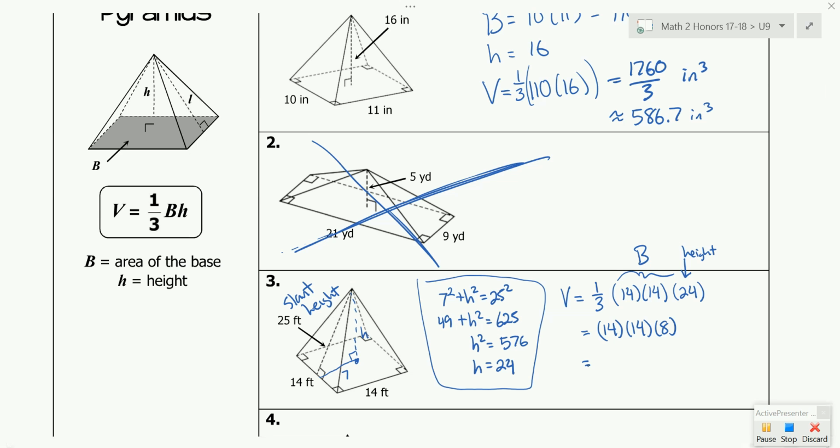And actually, this one you didn't have to approximate at all. You get 1,568 cubic feet.